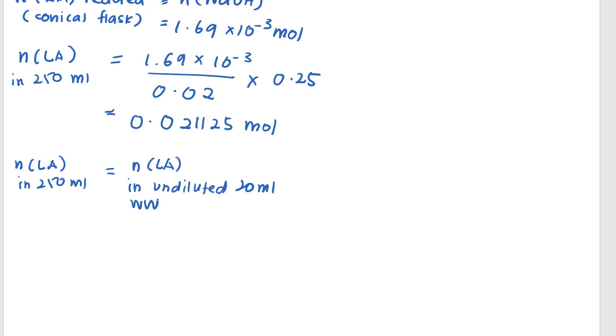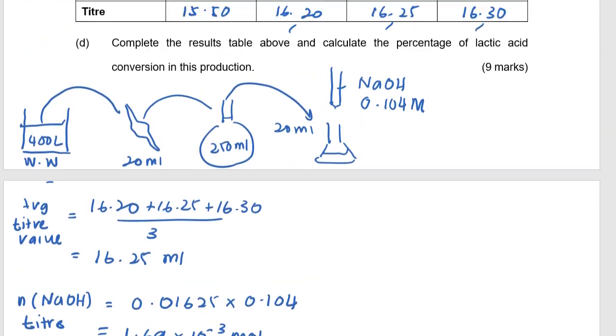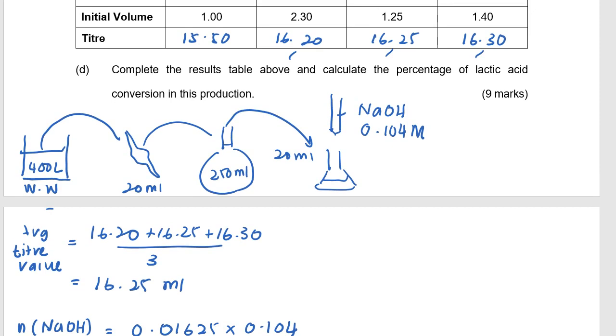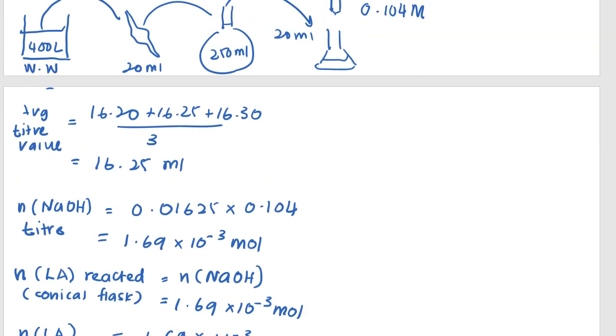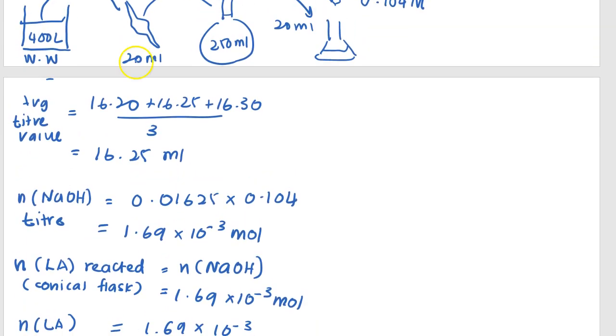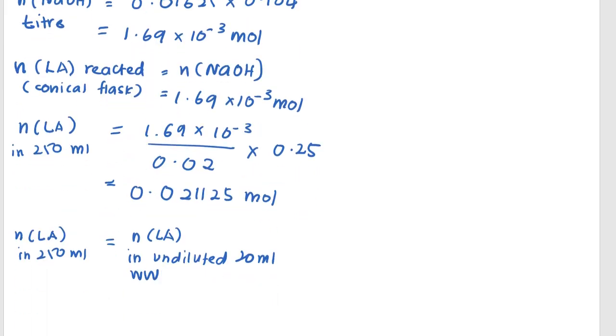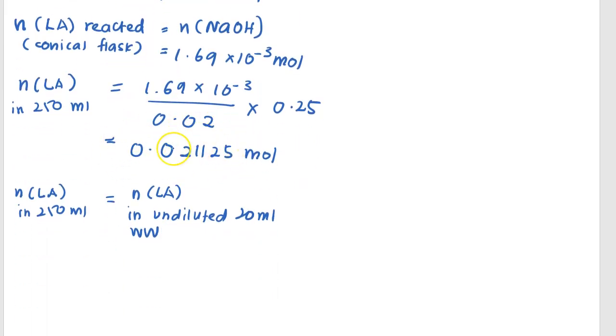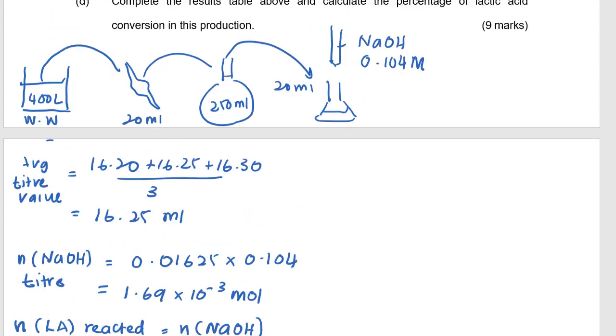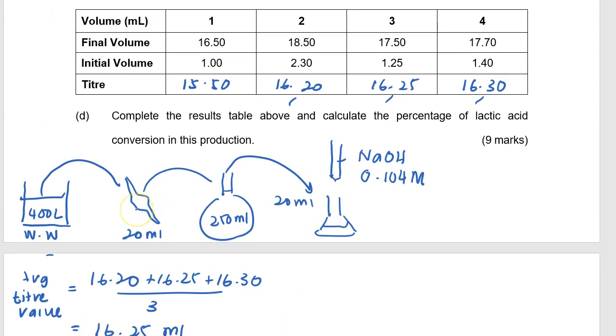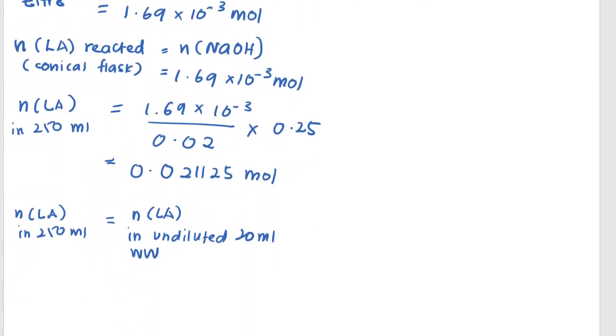Now one last step, identifying the number of moles of unreacted lactic acid in your 400 liters of wastewater. All you have to do is take the final number of moles that you got, which is this one here, divide by 20 ml and multiply by 400 liters.